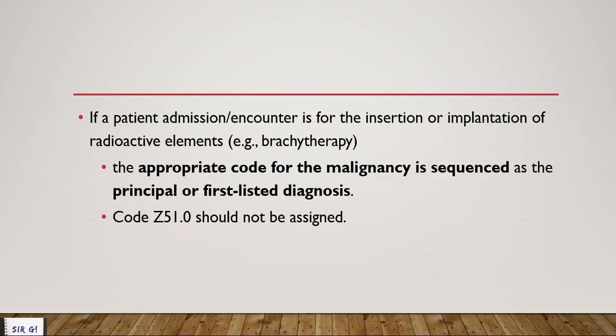Okay. If the patient admission is insertion or implantation of radioactive elements. Remember, before performing any external beam radiation therapy, they always need to put in the radioactive elements first. If that is the reason for encounter, the appropriate code for malignancy is sequenced as the principal code. And you should not be assigning the Z51 because you are not yet performing the radioactive therapy.